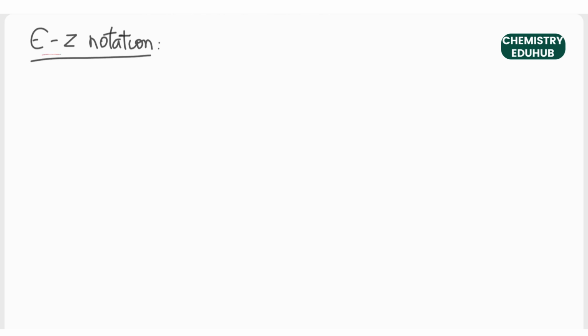EZ notation is an extension for the representation of geometrical isomers itself. We already have cis or trans isomer representation, but we still need EZ notation. For example, when around the carbon-carbon double bond there are at least two same atoms or groups, then we can use cis or trans isomerism here.